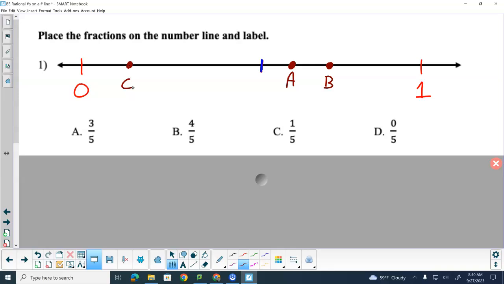D. So all the way over to 0. Yep, that's all the way over at 0. 0 divided by 5 is 0. So we got that right there. Yes? All right.